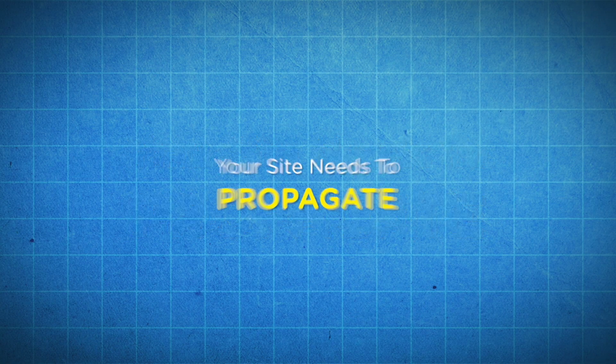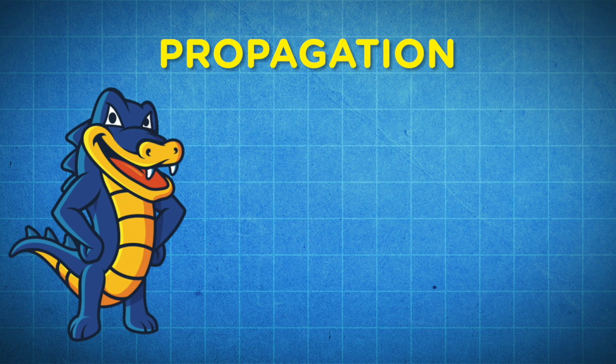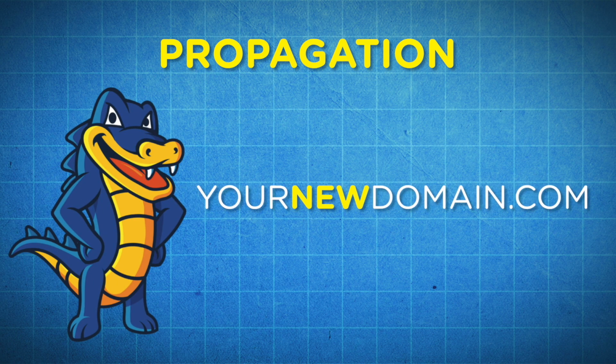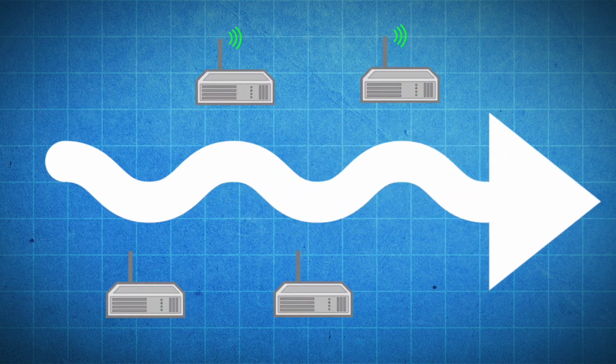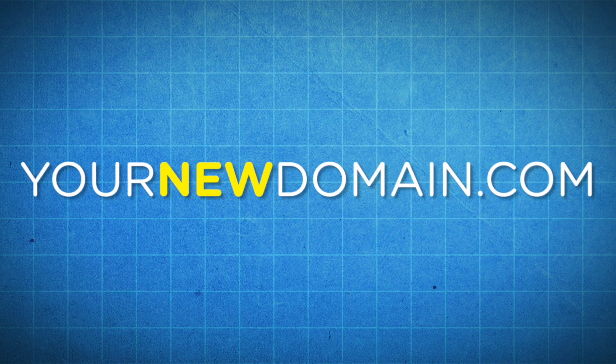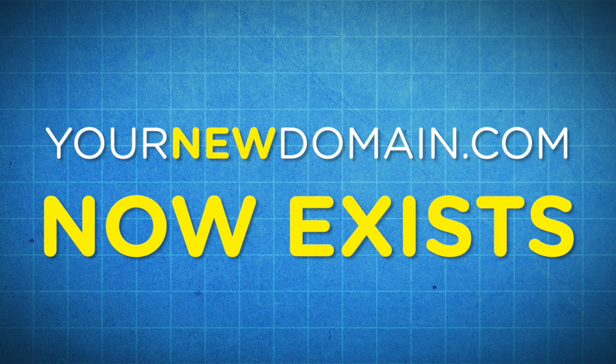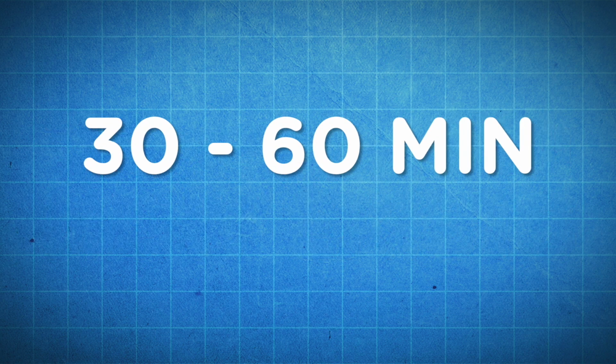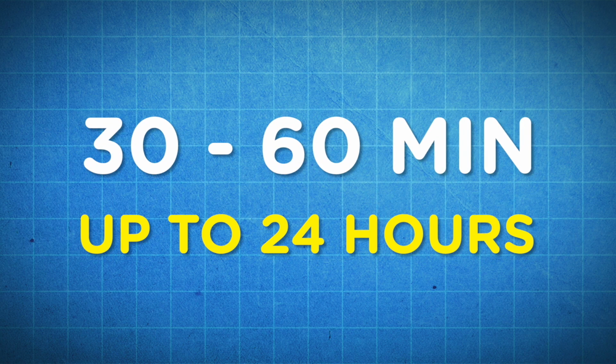And so what propagation is, HostGator right here is going to be taking the new domain name that you just purchased, and they're going to send it out to every single server in the world that's connected to the internet to let everybody know that you just purchased this domain name and that it's live. That process can take anywhere from 30 minutes to an hour. Sometimes it can only take a few minutes, but it never should go more than a day.